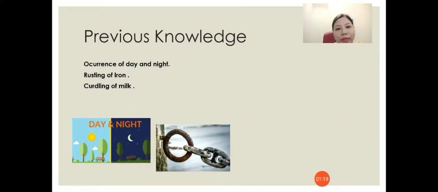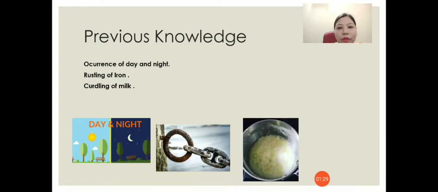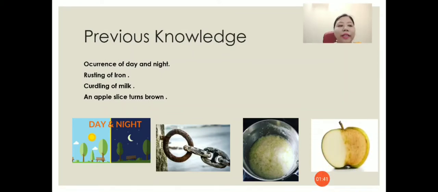Curdling of milk. When milk is not heated twice or thrice a day, you see that some solid substance is formed in the milk. So that is called curdling of milk. An apple, when it is sliced and kept for few minutes or few hours, you will find that the slice of apple becomes brown. So these are few things which we see around us. We experience these things every day in our life.